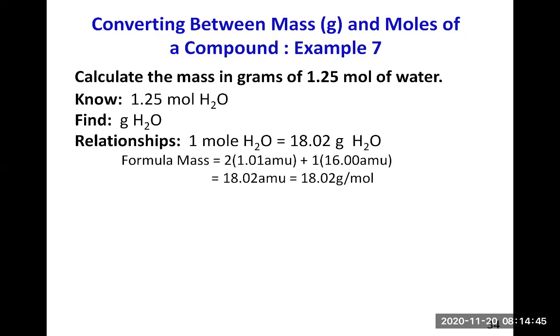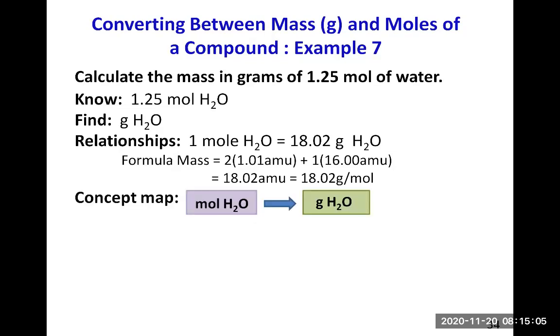So 18.02 grams per mole can be written as an equality that says 1 mole of water is 18.02 grams of water. That's the molar mass equality. That will allow us to change the moles into grams, because we are starting with moles and want to finish with grams. The conversion factor that we write from this equality will have the moles on the bottom, because we start with moles and want to cancel the units of moles, and we'll have the grams of water on top, so the 18.02 grams on top.